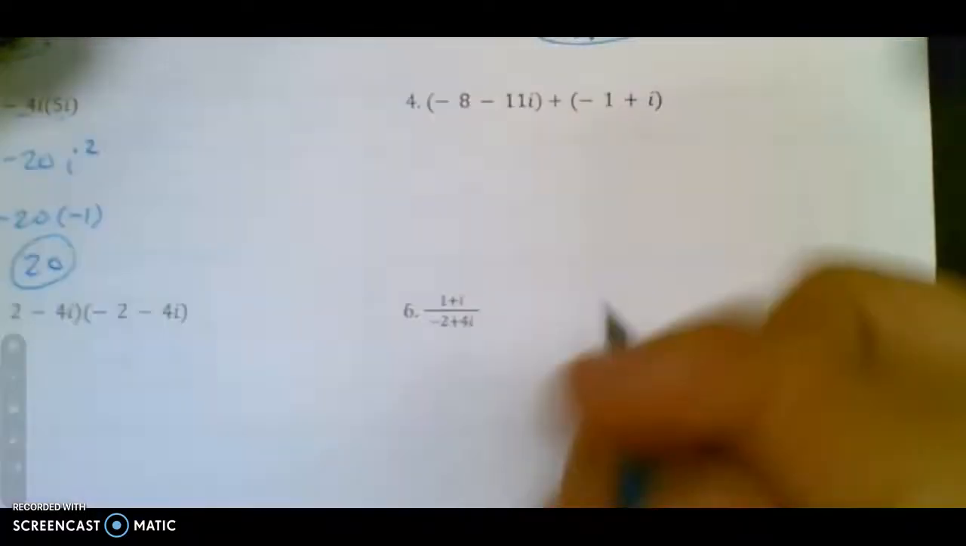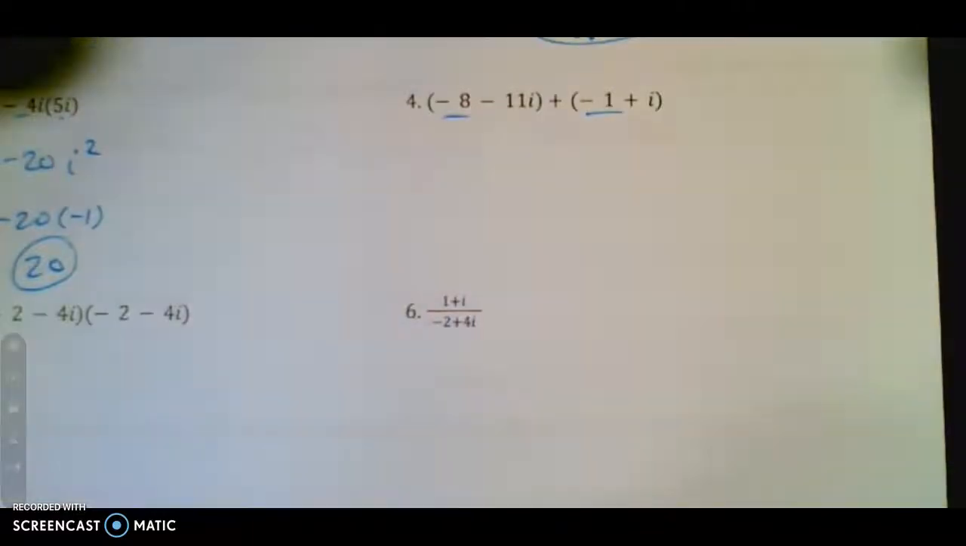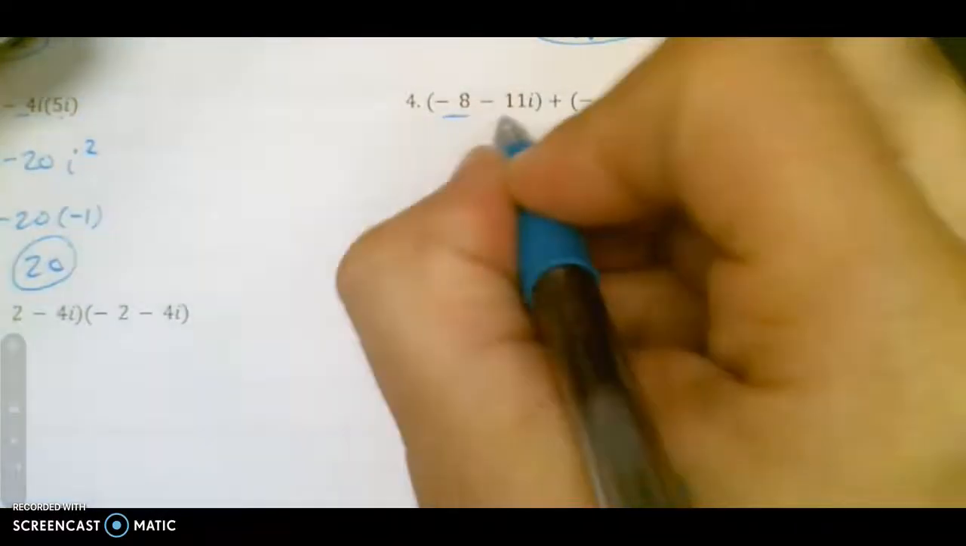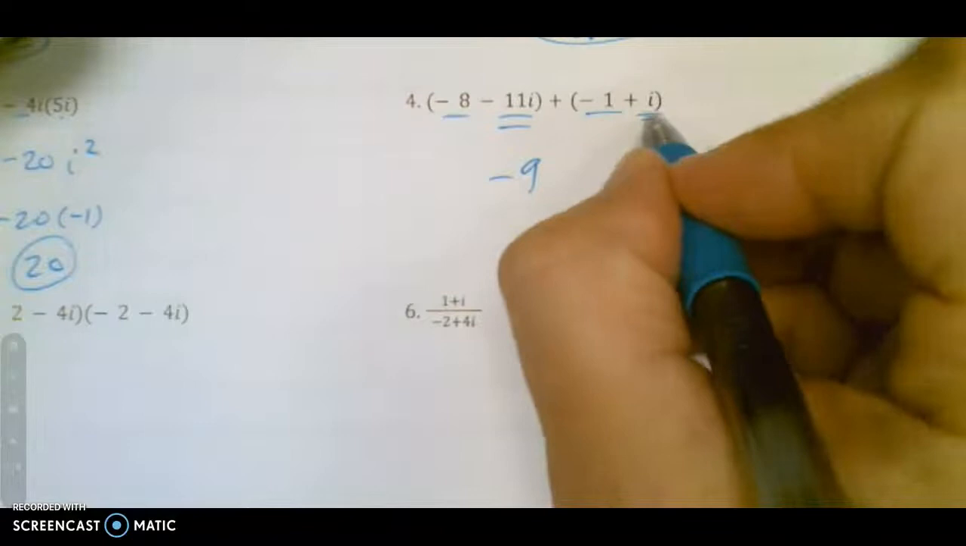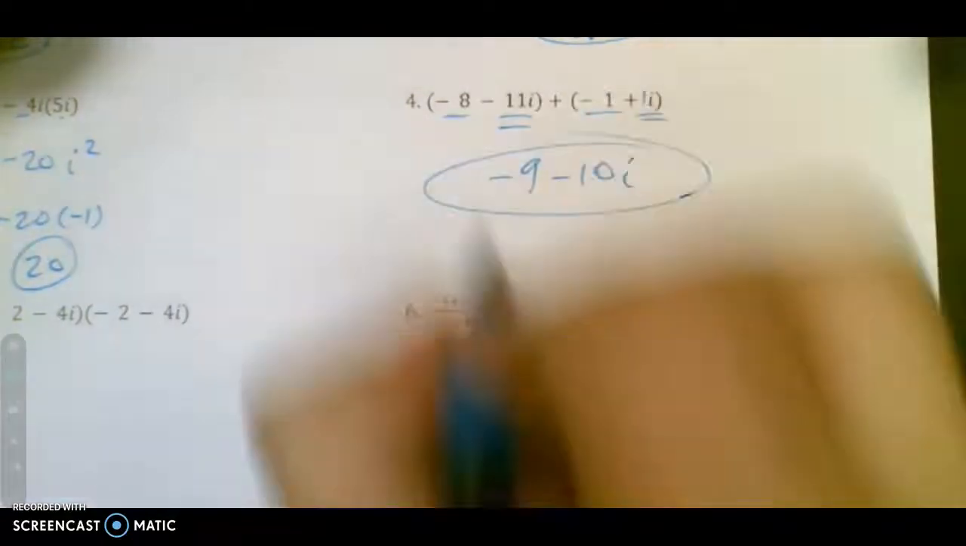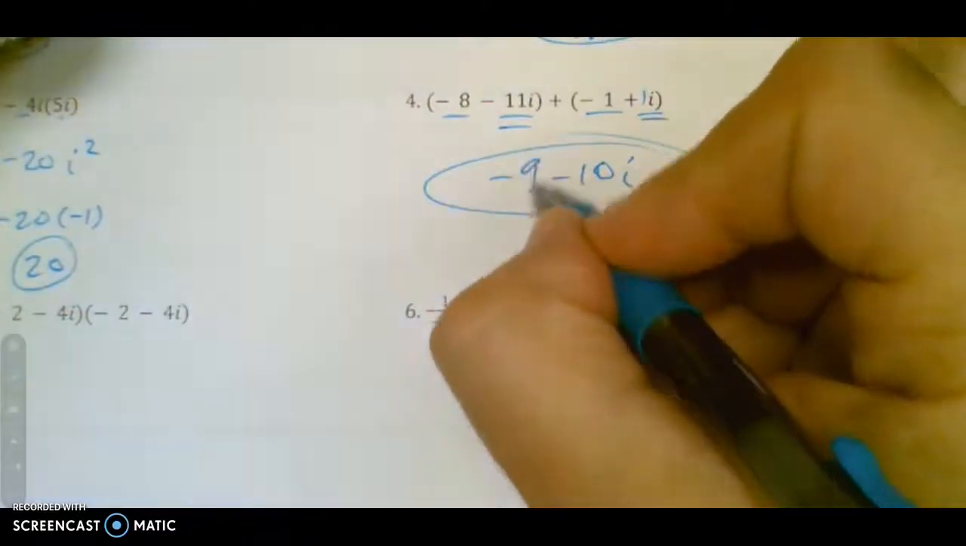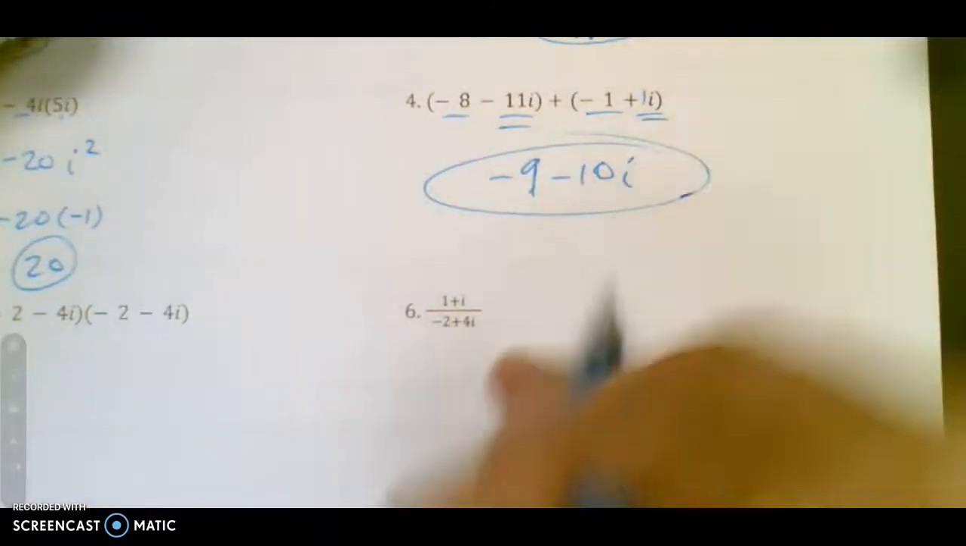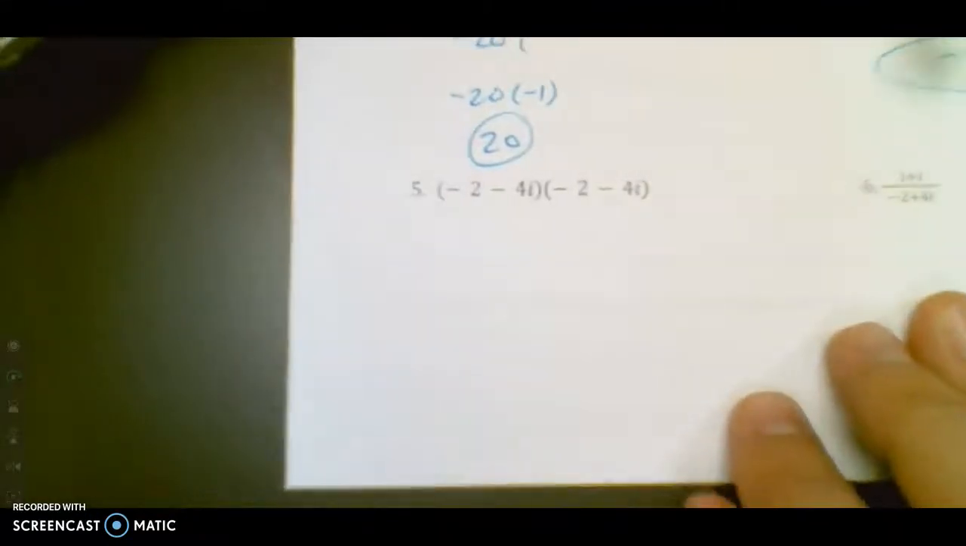Similarly, when you're adding, you just add the number parts, and you add the i parts. -11i plus 1i is -10i. They don't really go together. It's standard practice in math to write the real number part first and the imaginary number part second.